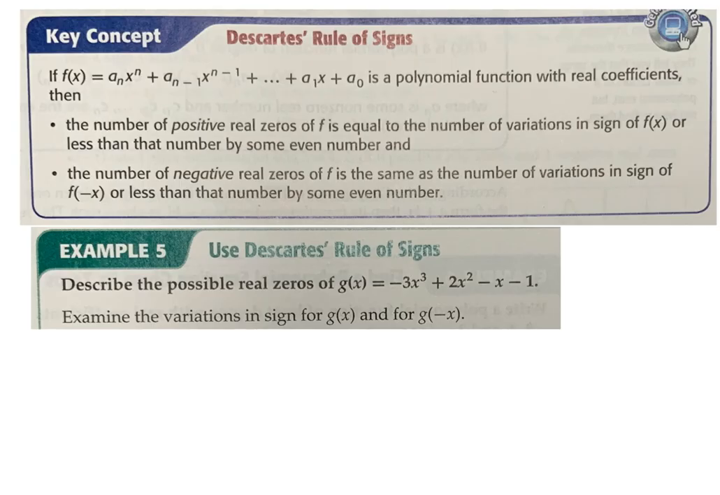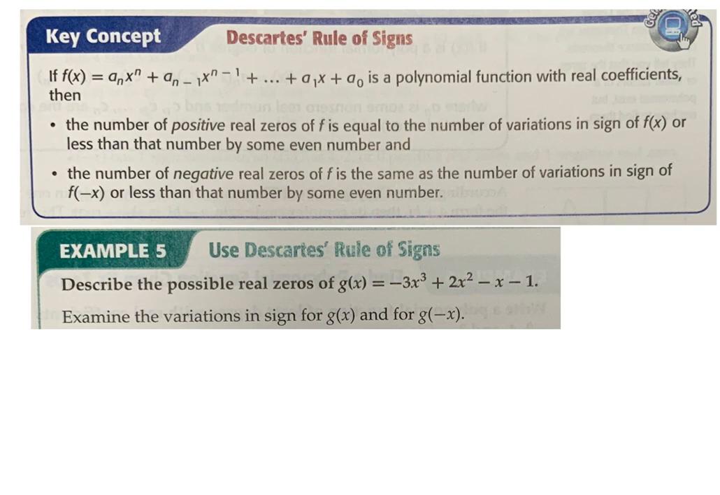Descartes was a philosopher and a mathematician. I think they all went hand in hand years ago. All right, so he figured out that you can tell something about your zeros based on how your signs change. The number of positive real zeros is equal to the number of variations in the sign. And then the number of negatives is the variations if you were to replace all of your x's with a negative. All right, so let's just see how this works. Easier to show you than to try to explain the rule to you.